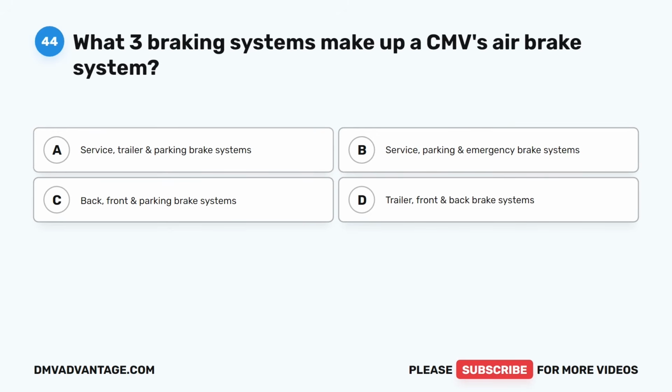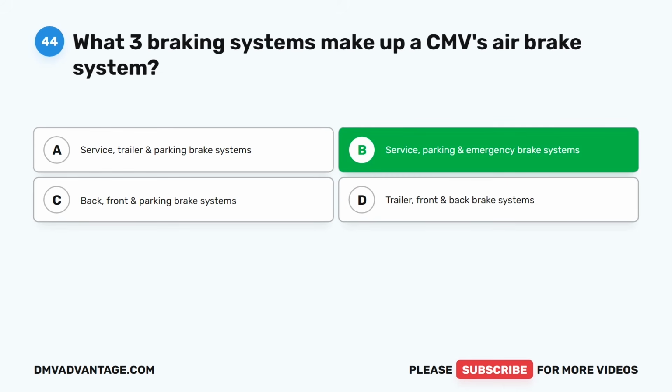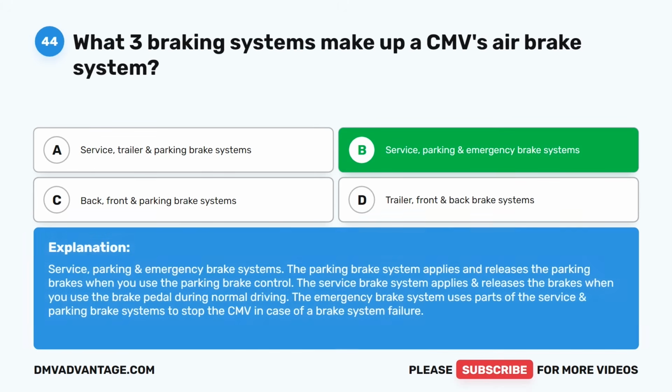Question 44. What three braking systems make up a CMV's air brake system? A, service, trailer, and parking brake systems. B, service, parking, and emergency brake systems. C, back, front, and parking brake systems. D, trailer, front, and back brake systems. The correct answer is B, service, parking, and emergency brake systems.